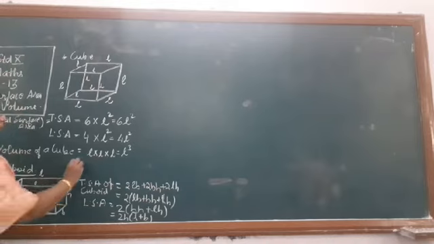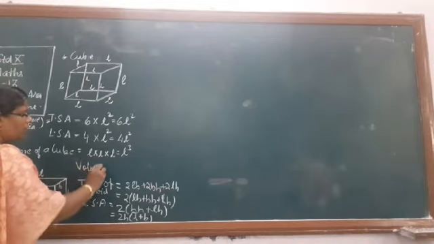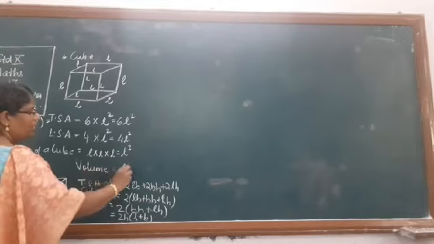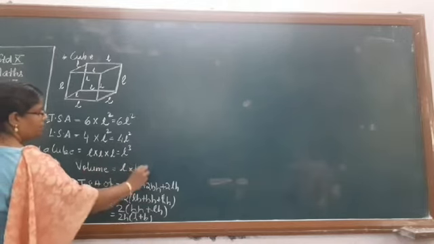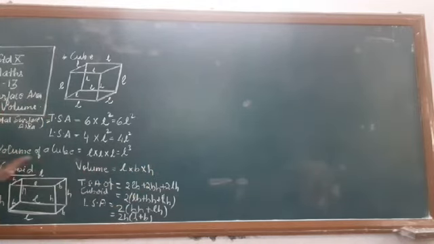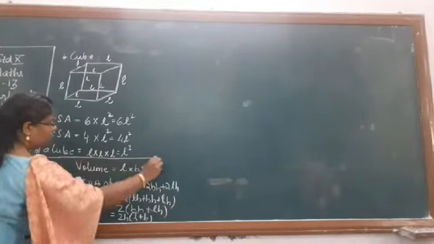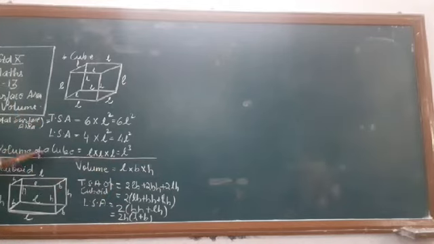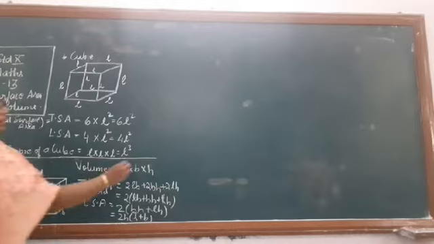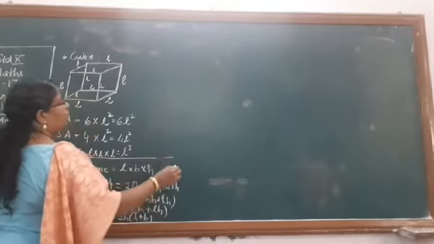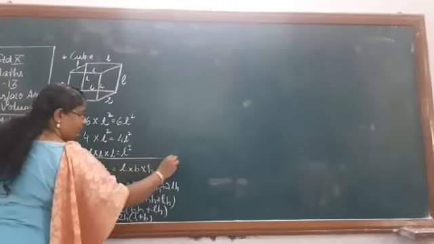What will be the volume of a cuboid? Volume will be equal to what? L into B into H, the volume of a cuboid. So here we have written everything about a cuboid. This is cuboid, this is cube. Followed everyone? Okay, so that is how we have represented it.